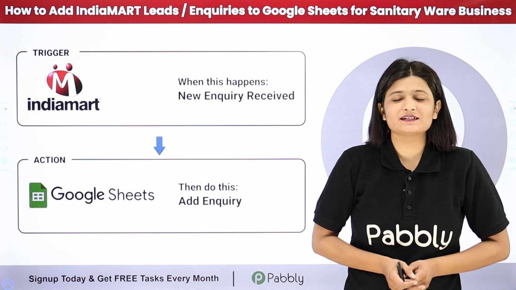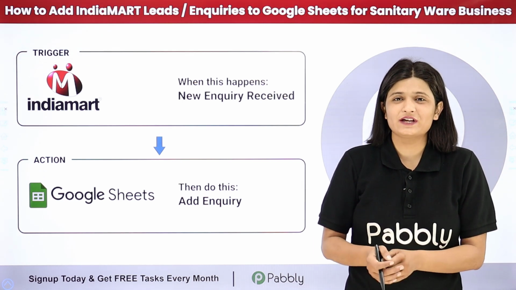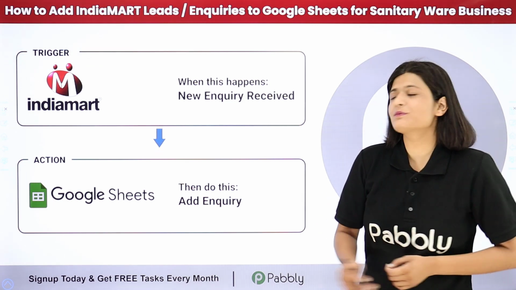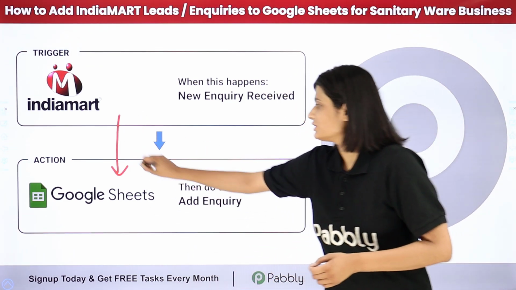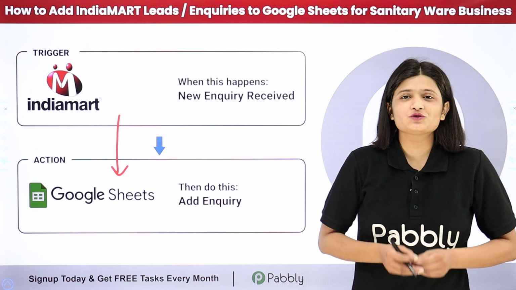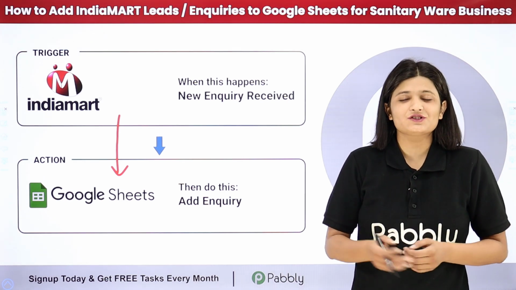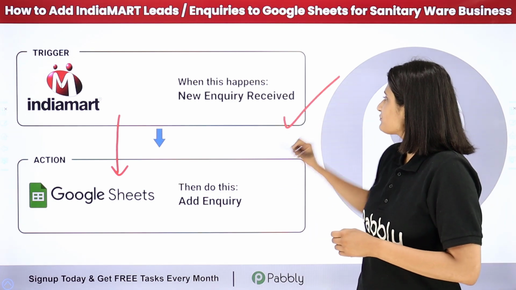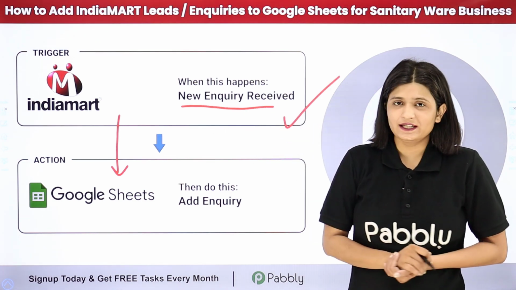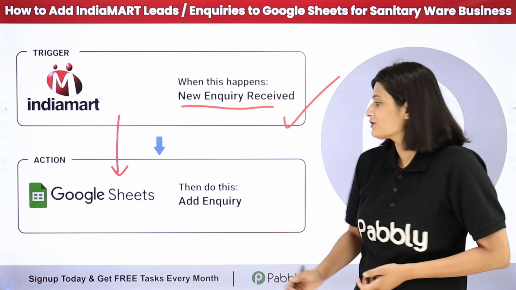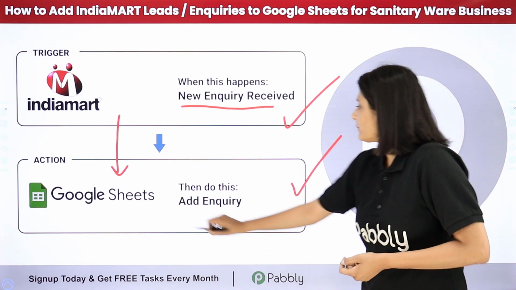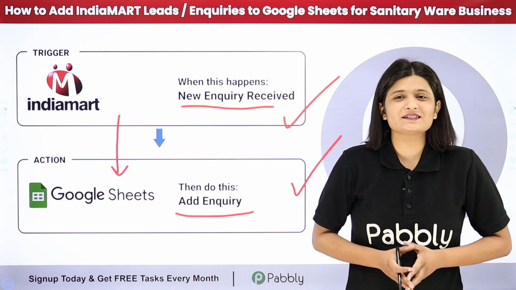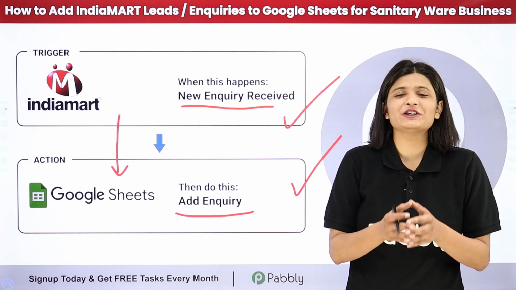So Pabbly Connect is an amazing automation and integration software which requires no coding or programming skills. Here I just need to build connection between IndiaMART and Google Sheets. Pabbly Connect runs on two principles, which is trigger and action. Here, as my trigger application, I am going to take IndiaMART, from where I will receive new inquiry, and then in my action application I am going to take Google Sheets, where these inquiries will be added automatically. If you want to learn this amazing automation step by step, then let me take you all to my screen.